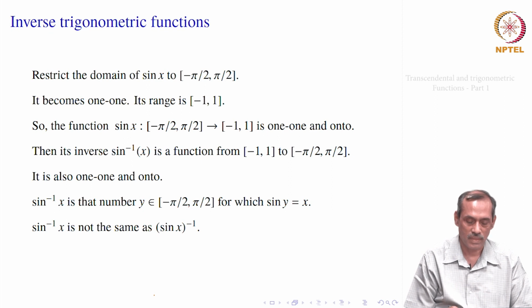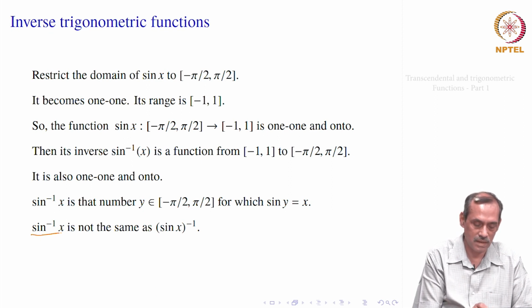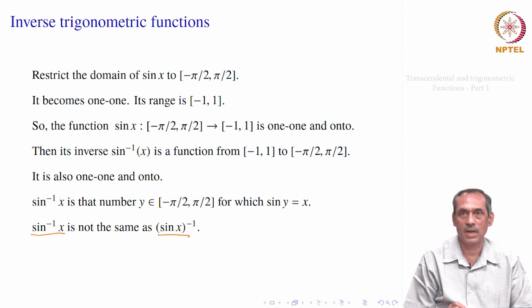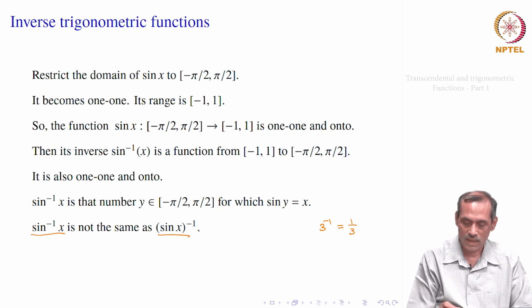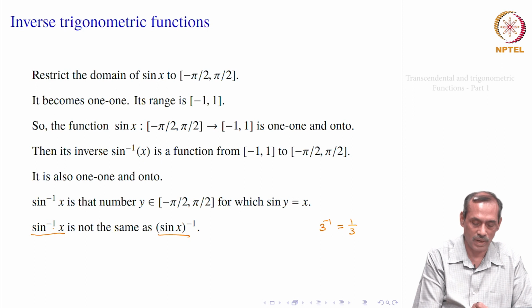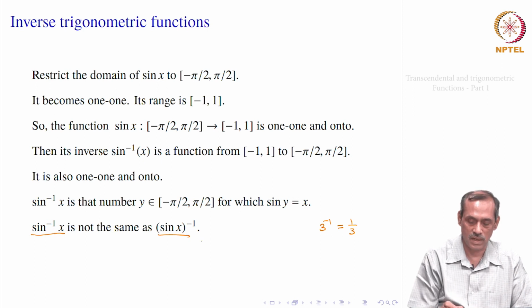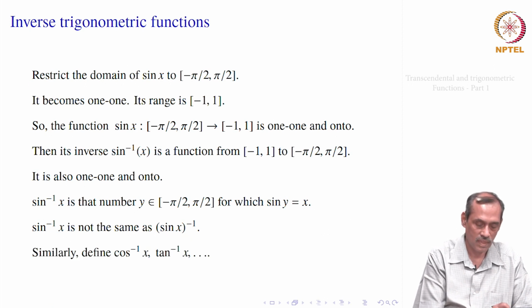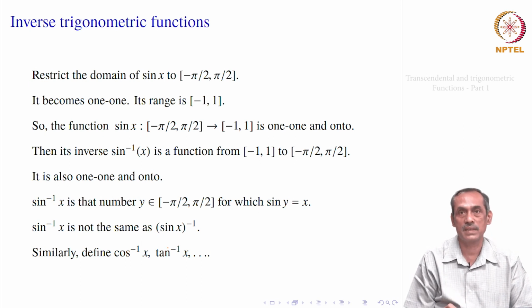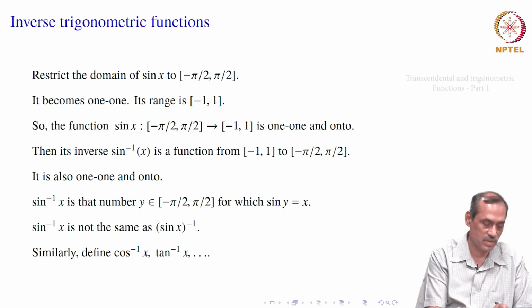But remember that sin^-1 x, which we write as a superscript, is not the same as sin x to the power -1. Though we write say 3 to the power -1 equals 1 by 3, and it looks the same way, sin inverse is different from sin x to the power -1. Sin x to the power -1 is cosec x, but sin inverse x is not cosecant x, it is different. It is the inverse of sin x with respect to composition. Similarly, we can define cos inverse x, tan inverse x, secant inverse x and cosec inverse x.